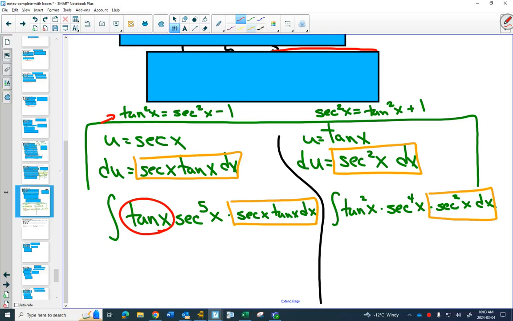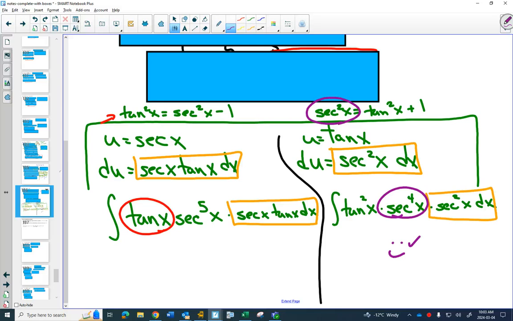I go to the second one, and in the second one, I would need to have everything in tan. So the question is, can I change that secant to the 4th x to everything in tan? That works out nicely, because every time I have a secant squared, I can change it to tan squared x plus 1. Secant to the 4th is really secant squared times secant squared. This one seems like a better option.